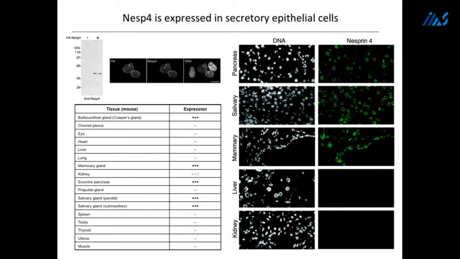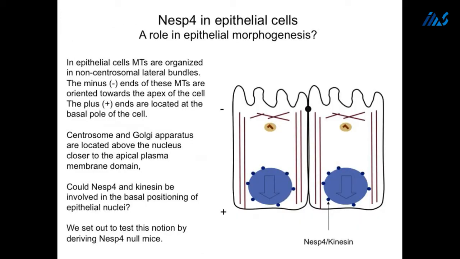But just to make the point, this is an immunofluorescence analysis of some tissue sections. I've got to give credit to a former student of mine, Melissa Crisp, who basically sectioned a mouse from nose to tail to try and find where this thing was expressed. And lo and behold, she found it in pancreas, salivary tissue, mammary tissue, nothing in liver, and about 1 cell in 1,000 in kidney. Okay.